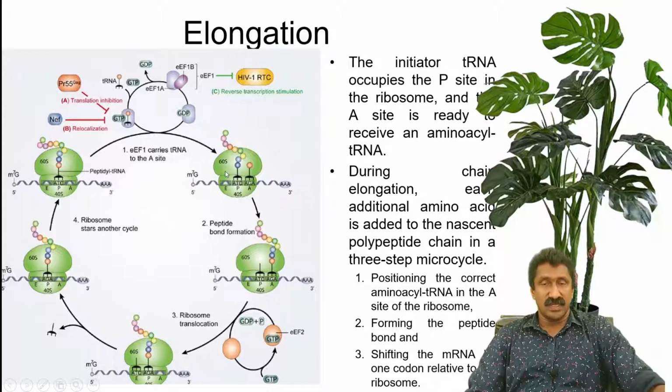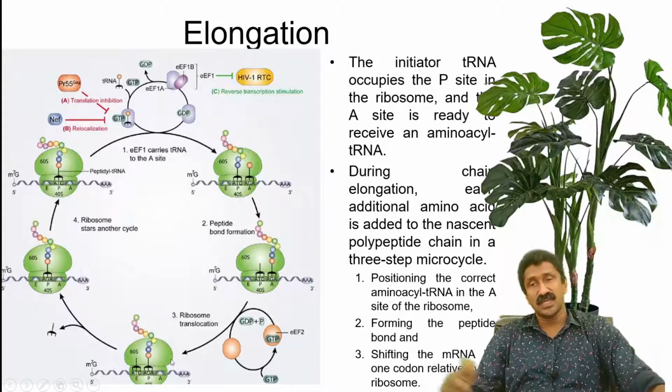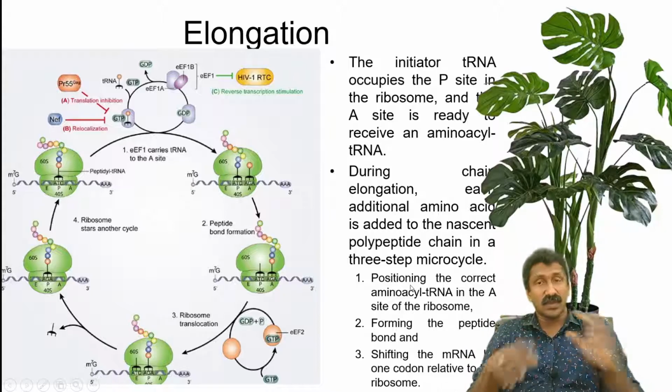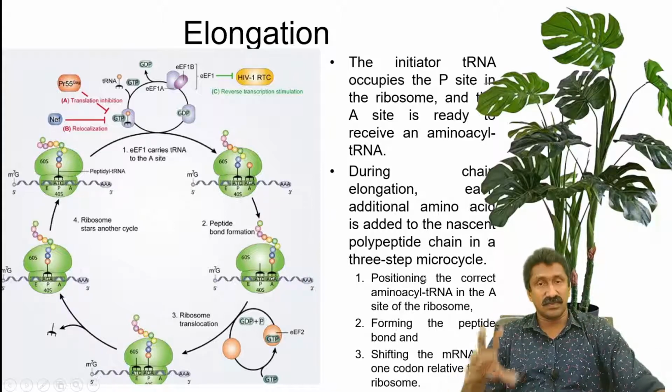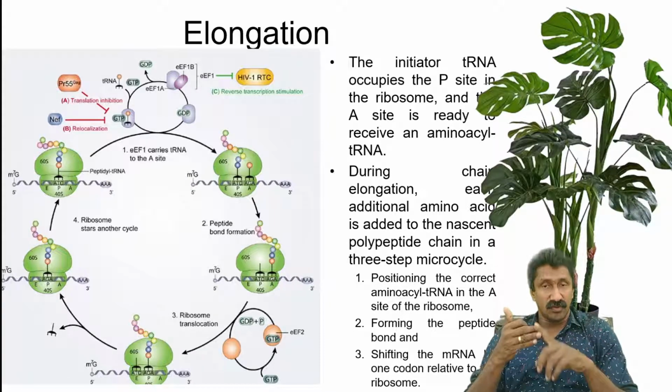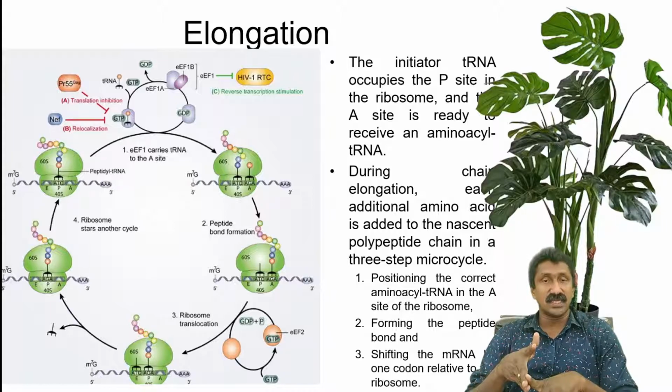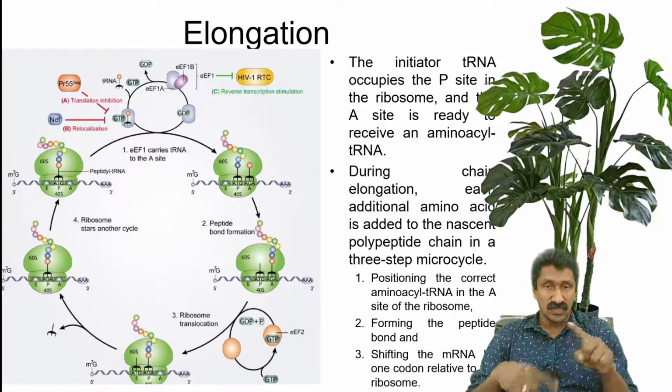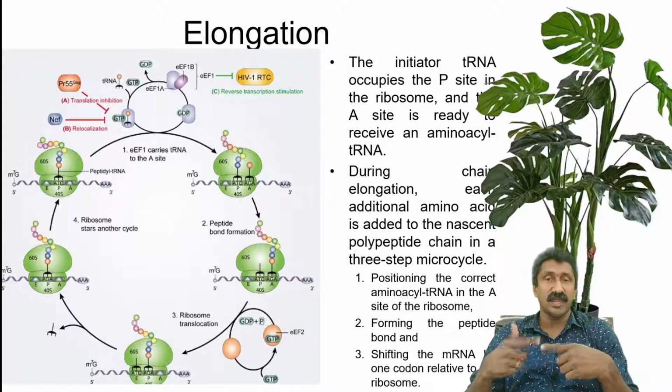So the A site is occupied by the new amino acid, the peptide bond is formed, and the peptidyl transferase reaction occurs, then translocation occurs, and this cycle continues till it reaches the end of the peptide chain, or wherever it encounters the termination codon. So here we have three micro step cycles, or three steps. Like the first step is the positioning of the correct aminoacyl tRNA in the A site, then formation of the peptide bond, then the third stage is the translocation of the mRNA. So this cycle continues, by adding more and more amino acids to the growing polypeptide chain.